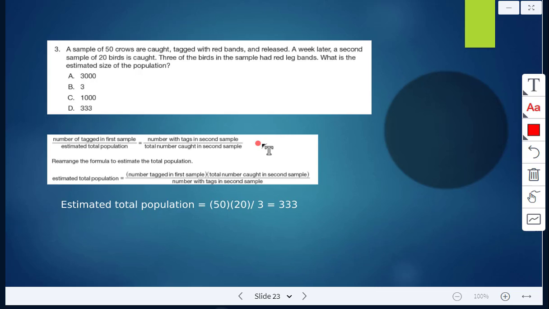So we're going to use this same formula that we had talked about in the previous slide. We're going to take the number of tagged in the first sample, which was 50. We're going to multiply it by the total number caught in the second sample, which was 20. And then we're going to divide it by 3, which is the number of birds that had tags in the second sample. All right, so 50 times 20 divided by 3, and we get the answer of 333. So the answer is D.